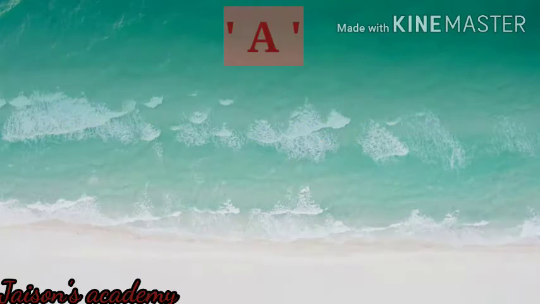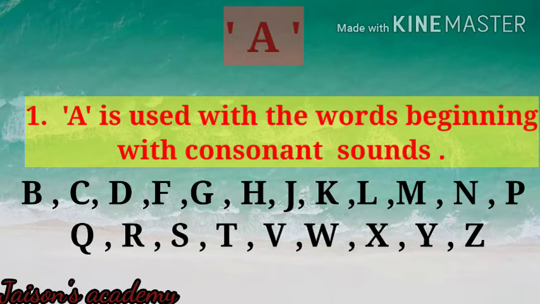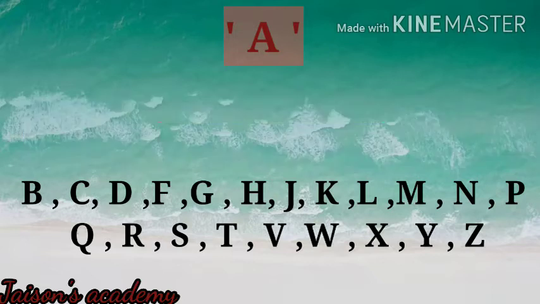Now we will see where we have to use a. Number 1: a is used with words beginning with a consonant sound. You have to repeat behind me. Again: a is used with words beginning with a consonant sound. Now tell me, what are consonant sounds? B, C, D, F, G, H, J, K, L, M, N, P, Q, R, S, T, V, W, X, Y, Z. So these are consonant sounds.